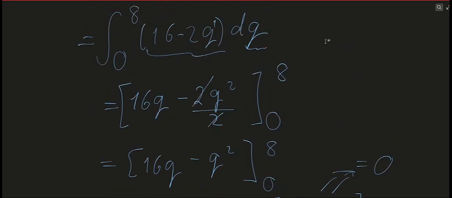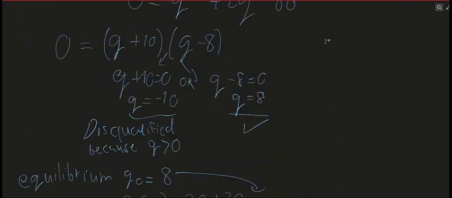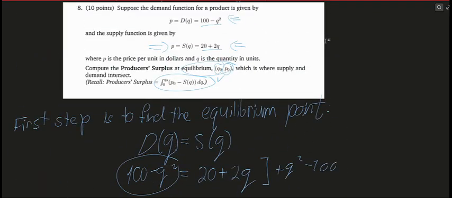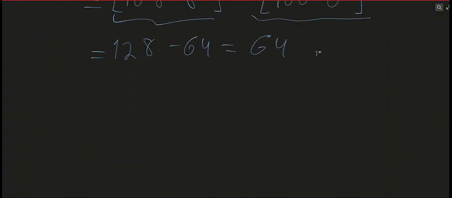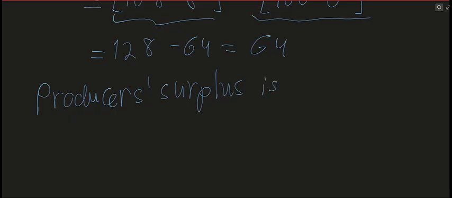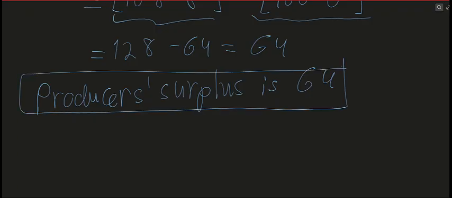And if you want to be proper, this is asking you for the producer surplus. So if you want to give your final answer verbally, the producer surplus is 64. As long as I see the final answer is 64 and the work is correct and all there, you can expect full credit. This was a challenging problem.